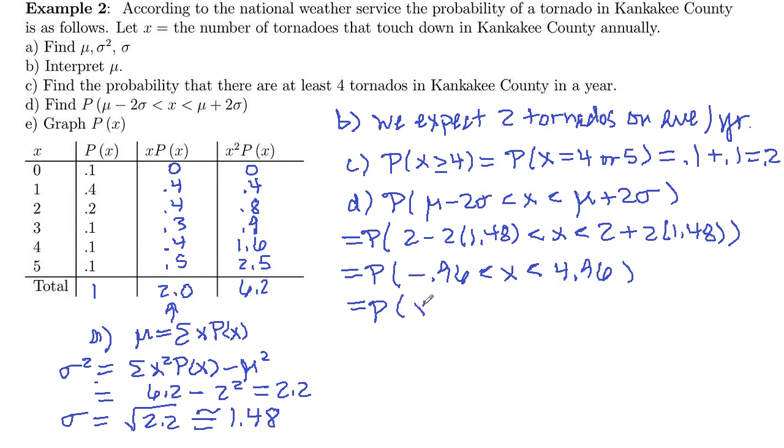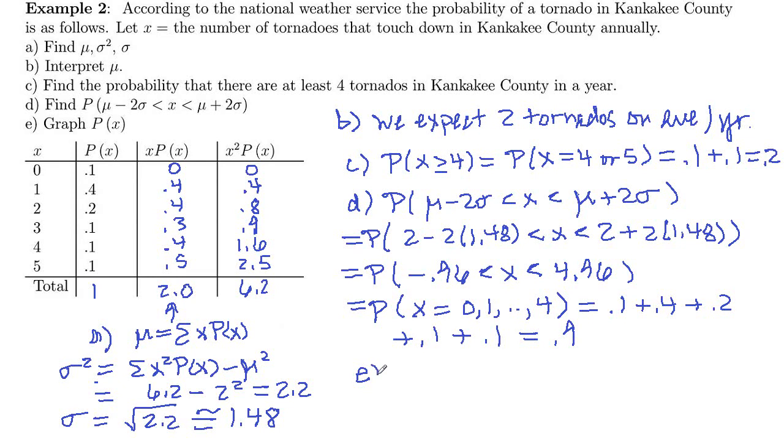So this is saying probability that x equals 0, 1, up to 4. So 0 or 1 or 2 or 3 or 4. So we're going to add these probabilities. So 0.1 plus 0.4 plus 0.2 plus 0.1 and plus 0.1. So 0.9. So 90% chance that the number of tornadoes is within 2 standard deviations. And then E, graph our distribution.